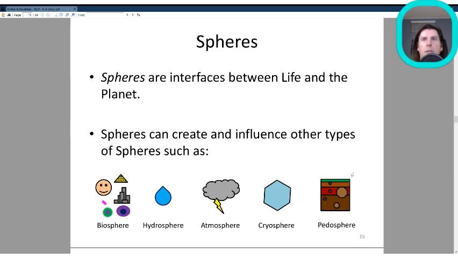Same thing with the stuff that lives below ground. The pedosphere is kind of a biosphere, but it's a little bit more. It's how life interacts with rocks, basically. That's how I put that one.